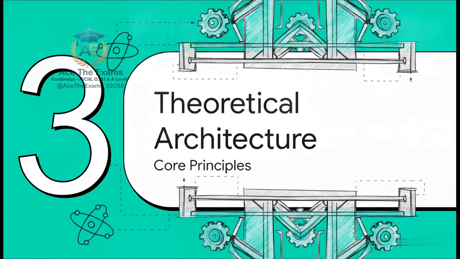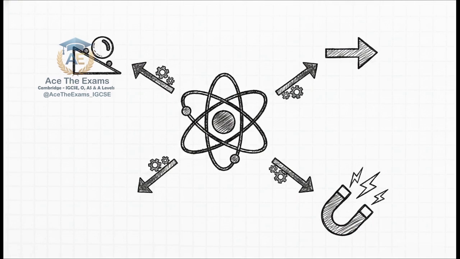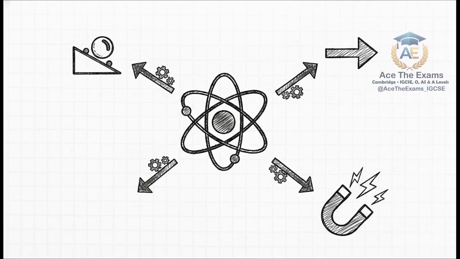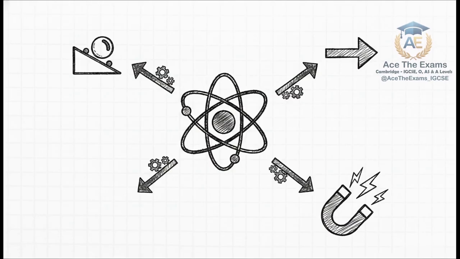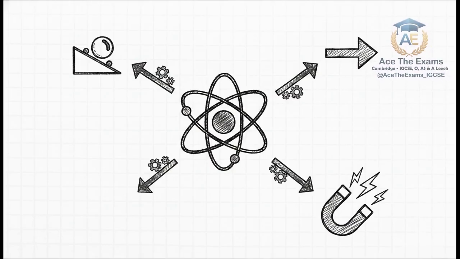Let's move to Section 3, the theoretical architecture. To build a truly unbreakable exam strategy, we must first understand the theoretical architecture of this topic. This is where we stop looking at just the surface-level numbers and start looking at how Cambridge actually constructs the syllabus behind the scenes. If you understand the architecture, you understand the mind of the examiner.